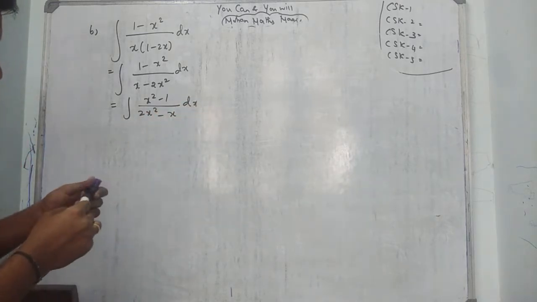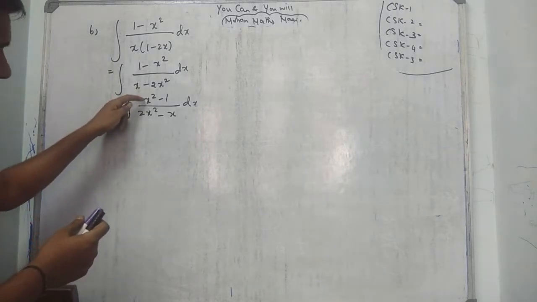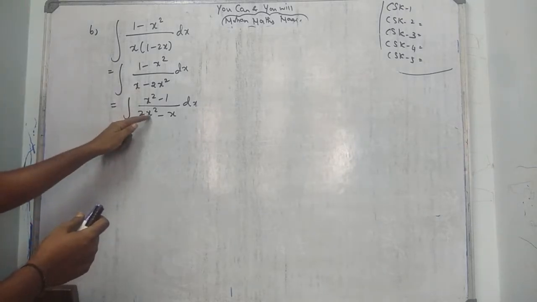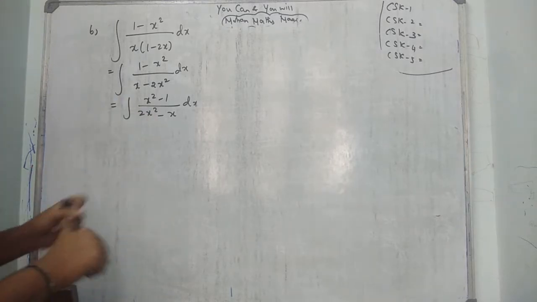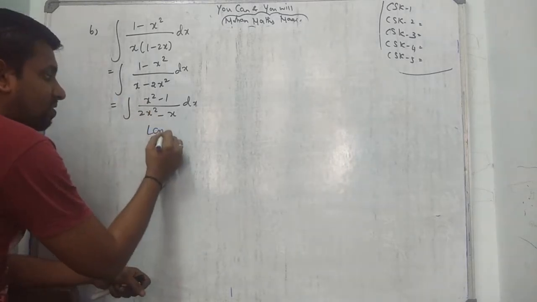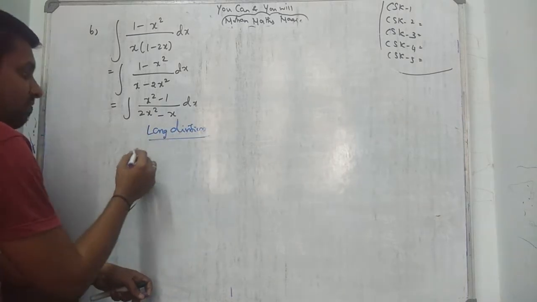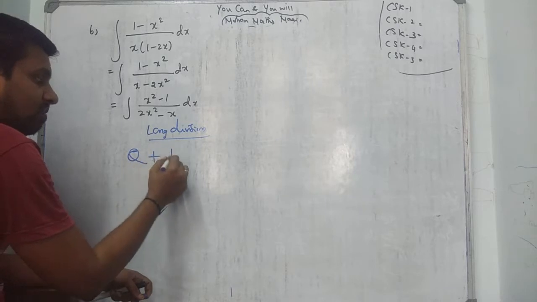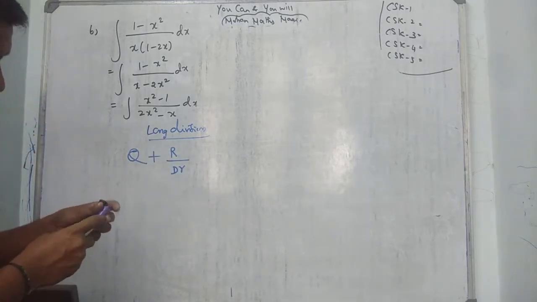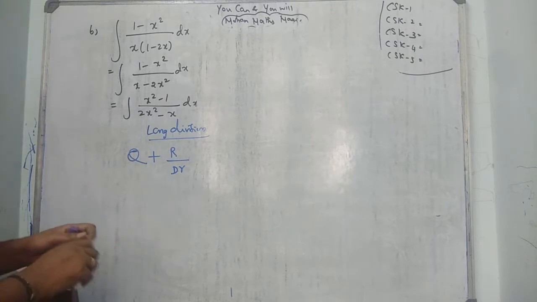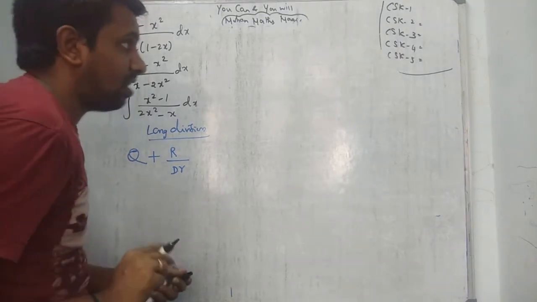Now if the numerator's highest power of x and the denominator's highest power of x are the same, I already told you that we have to do the long division method. Long division, class 7th 8th portion. So the form is quotient plus remainder by denominator. Like this you have to do. So long division method, kindly guide us how to do the long division method.